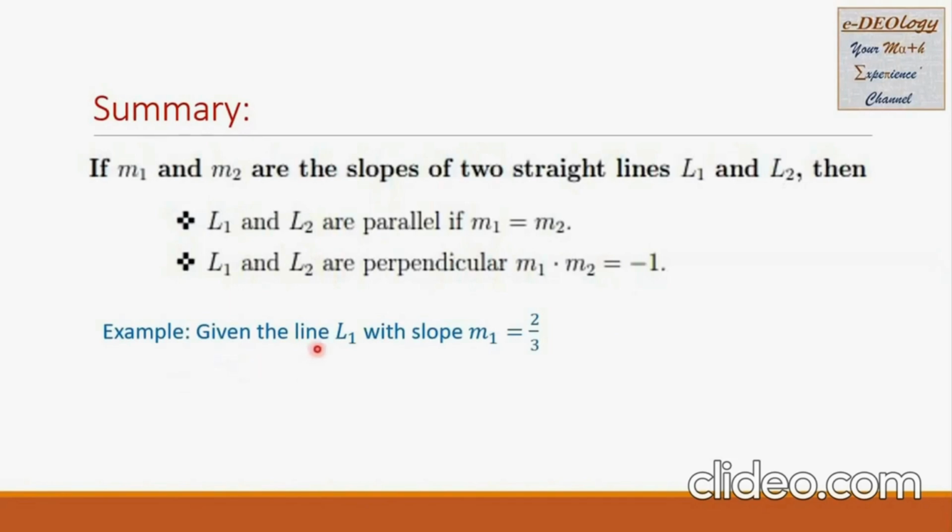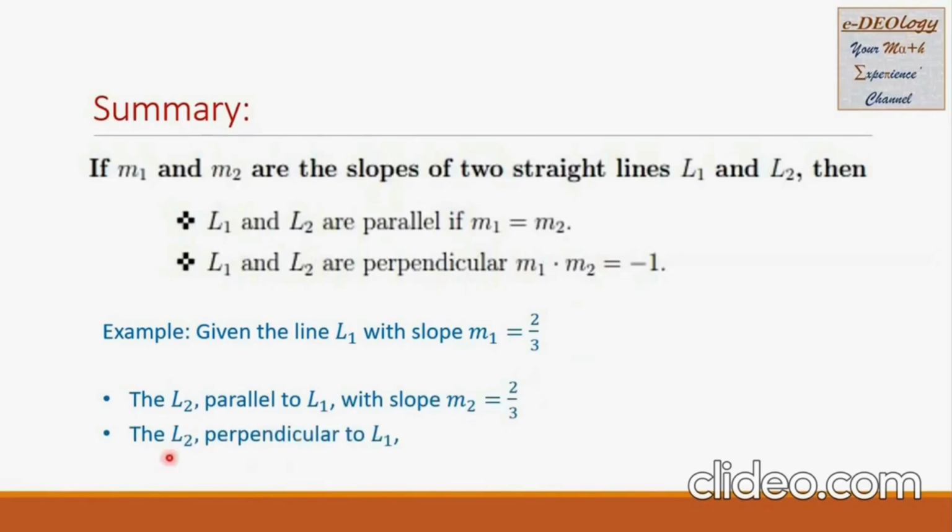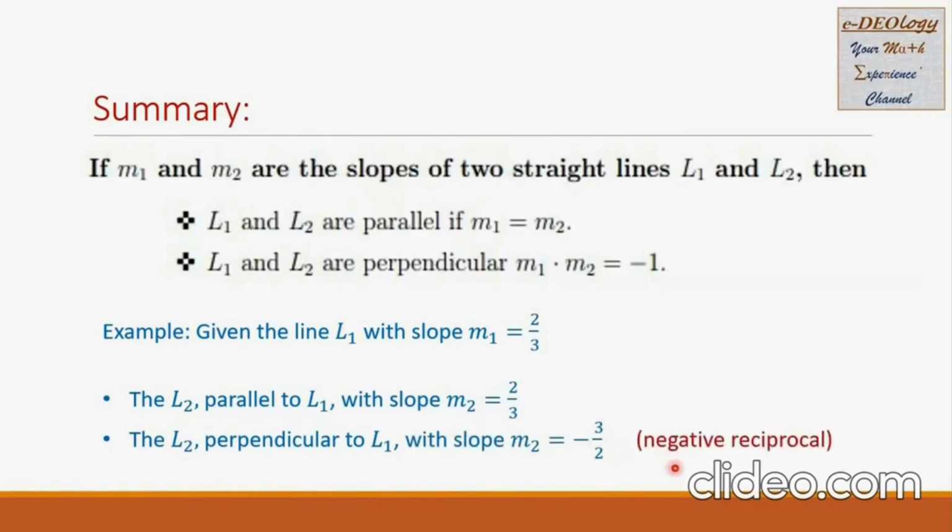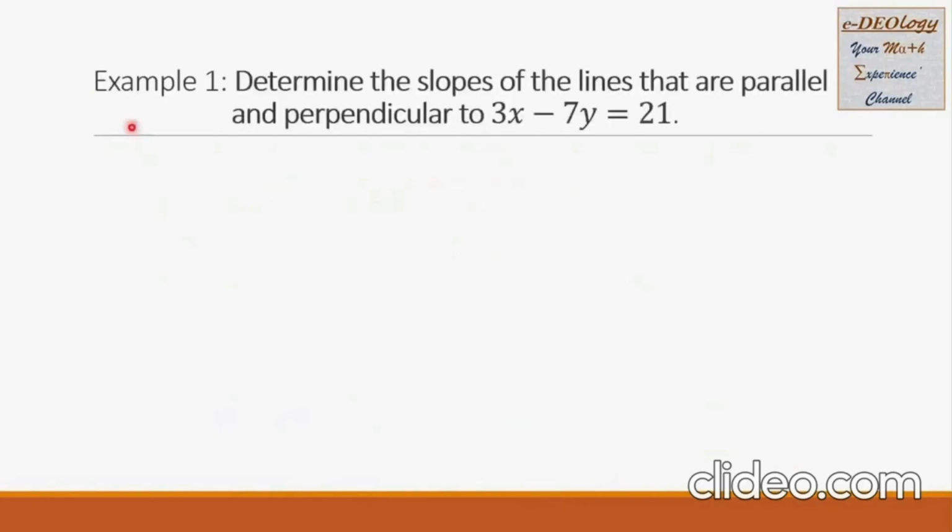Example, given the line 1 with slope m sub 1 equals 2 over 3, the line 2 that is parallel to line 1 has slope m sub 2 equals the same 2 over 3. If there is another line 2, this time perpendicular to line 1, the slope m sub 2 equals -3 over 2. The relationship is negative reciprocal. Let's have example 1.